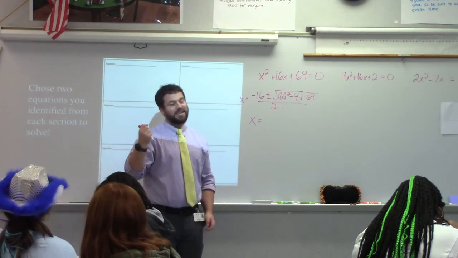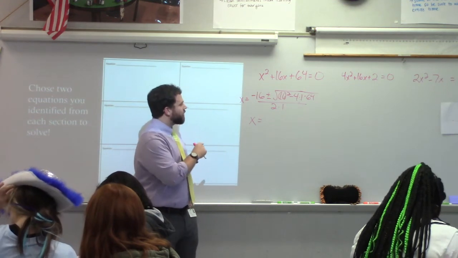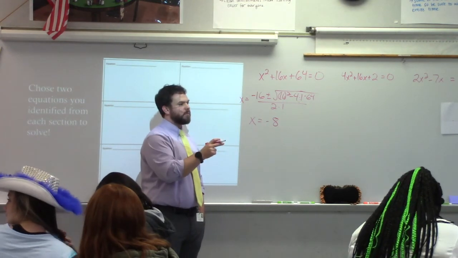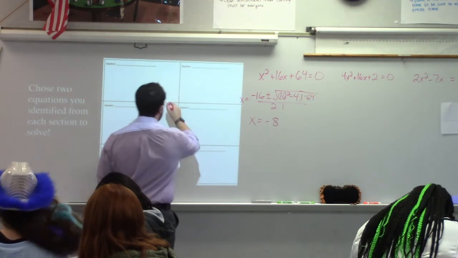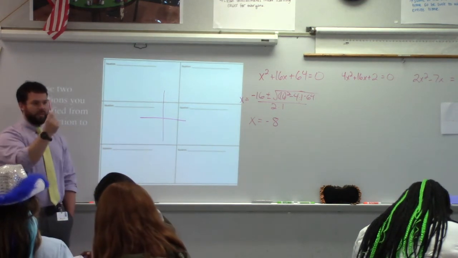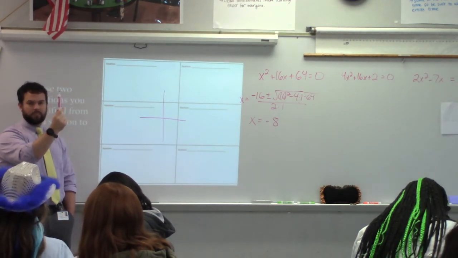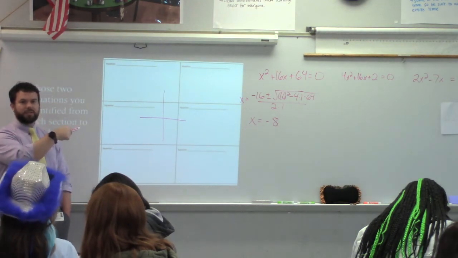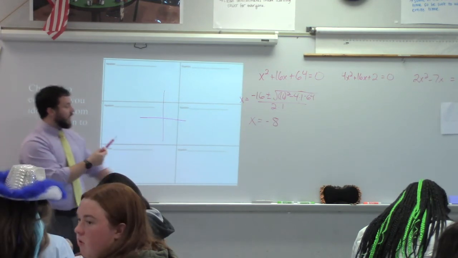Any ideas? They got x equals -8 at the end. How do you have a parabola that only has 1 x-intercept? Can anybody come up here and just sketch out any parabola, not necessarily this one, just a parabola that only has 1 x-intercept? Can't you just do a line? Well, a linear one would, but what type of function is this? Quadratics. But what we're saying is they only got -8.